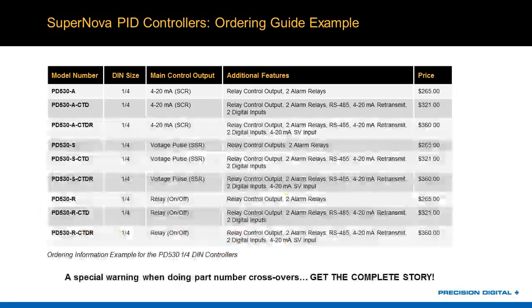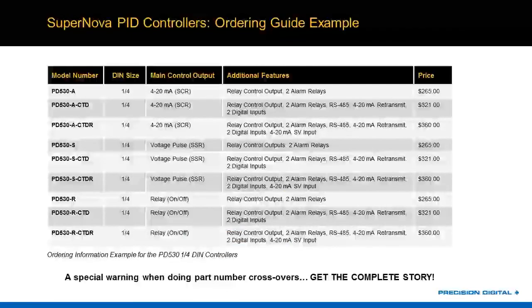Taking a look at the prices, these are the prices for our 1/16 DIN model. Prices for the line actually start at $221. I'm sorry, that's the 1/16. These are our prices for our 1/4 DIN model. Our 1/16 DIN unit actually starts at $221, slightly less expensive than the 1/4 DIN. But it gives you an idea of what the price ranges on these look like.